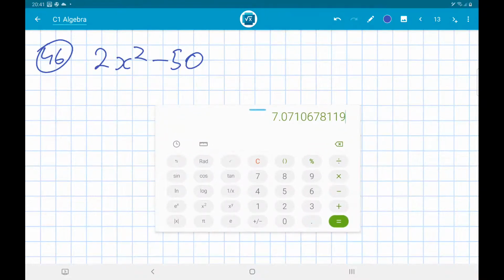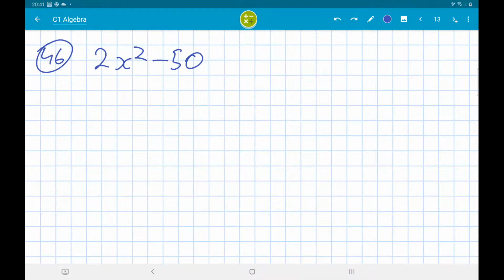Alternatively, you can write it as a square root. Technically the easiest way to factorize this would be to take out 2, and then you have x squared minus 25. And there you go. So now you do have a squared number. I'm just going to do it two different ways.